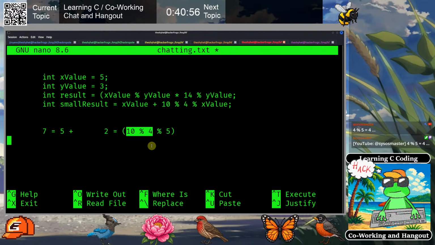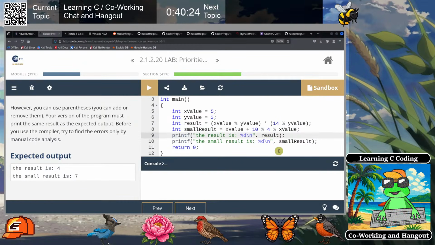Oh, did I get that wrong? 4 modulo 5? 4 modulo 5 is the same as 4 divided by 5, take the remainder, which is 4. You're correct, SOS. So it's 4, so that would be 2. Oh, this would result in 2. So we would have to put the parentheses over here. So 4 modulo 5. I told you guys my math is no good.